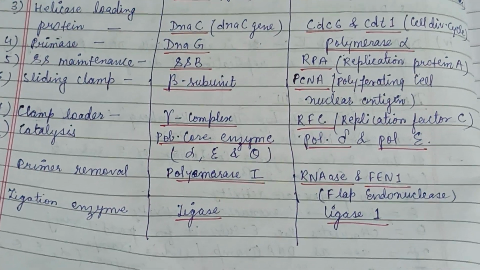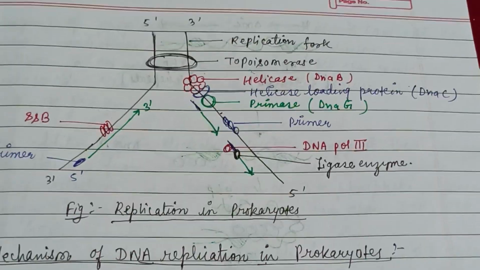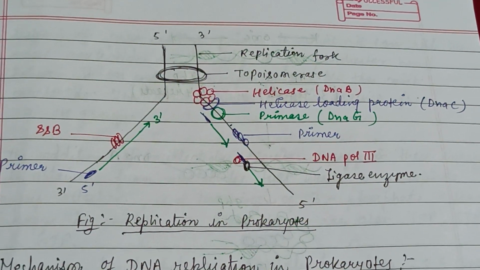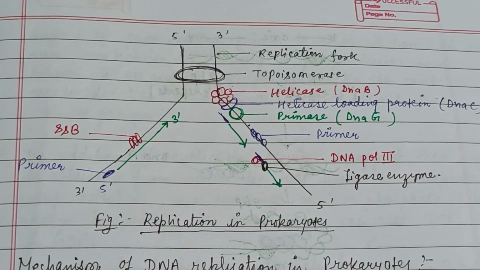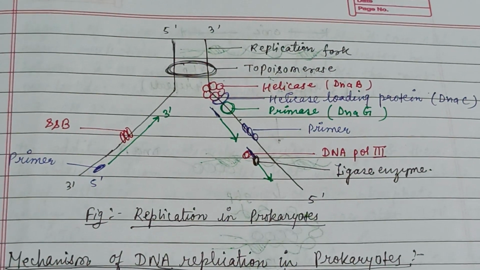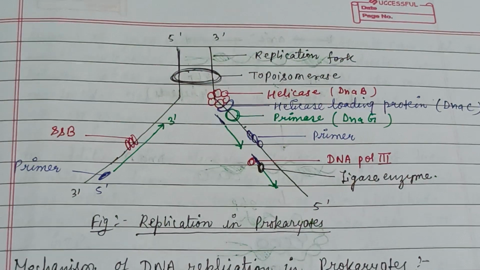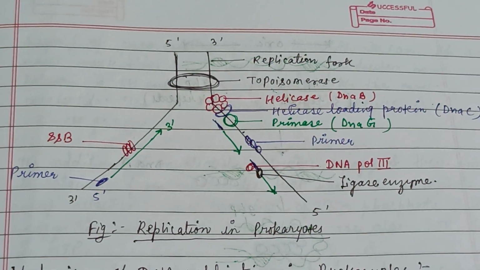So that is the difference between the eukaryotic and prokaryotic enzymes. We can understand it much better through this figure. These are the two strands of the DNA in a Y-shaped structure, which shows the unwinding region of the DNA, and there are several enzymes involved which help in the DNA replication process. So that is the overall outline view of prokaryotic replication. Keep watching. Thank you.